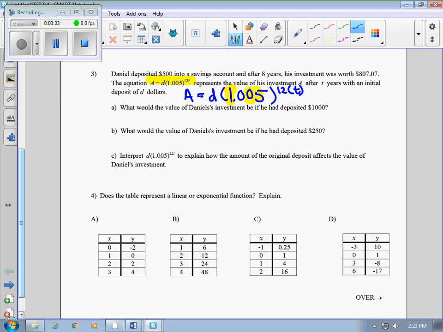They're going to give us some information that we're going to plug in. What they did to figure this out was plug in A equals 500 times 1.005 to the 12 times 8, since t is now 8. When you plug that through, it gives you $807.07. So 12 times 8 is 96, so it's 500 times 1.005 to the 96th power. And when you put that in, it gives you 807. And that's how they got that one.